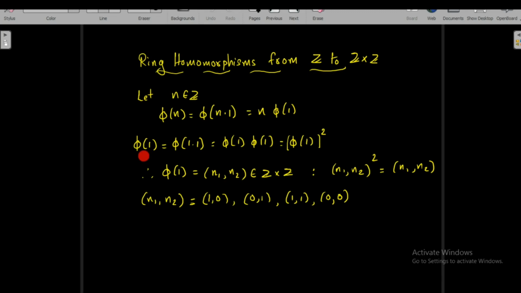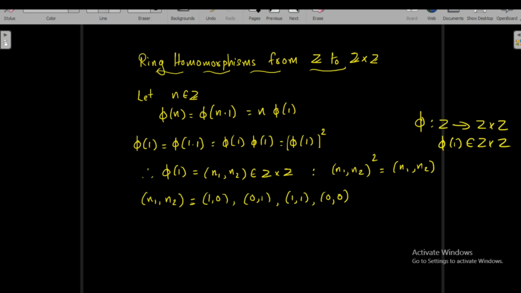Just as in the previous case, phi of 1 equals phi of 1 into 1, which is equal to phi of 1 into phi of 1. So that's equal to phi of 1 square. Here phi is a map from Z to Z cross Z. So actually phi of 1 is an element in Z cross Z. Let phi of 1 equal (n1, n2) belonging to Z cross Z.